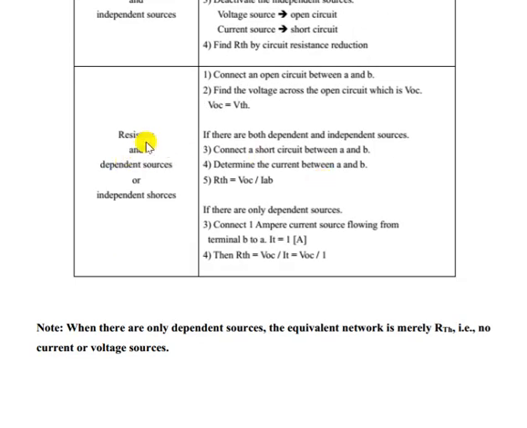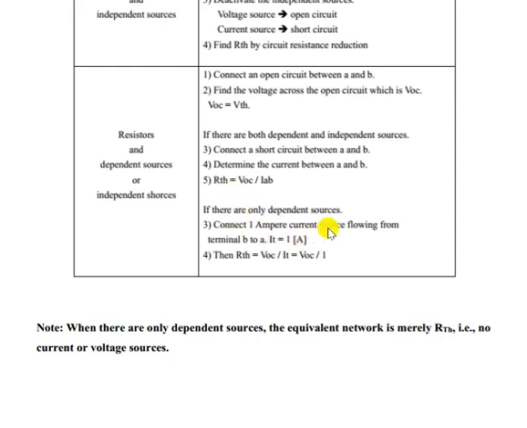Now if we have resistors, dependent sources and independent sources, then similar thing: we have to remove RL and find out the open circuit voltage. Then after finding the open circuit voltage, we can short circuit the AB point and find out the short circuit current IAB or ISC. Now RTH is equal to VOC by ISC.